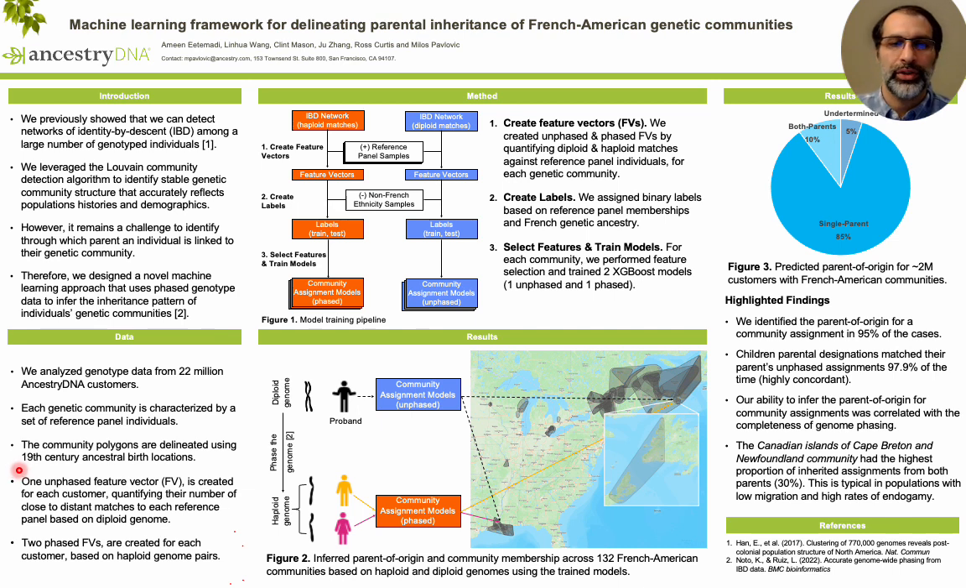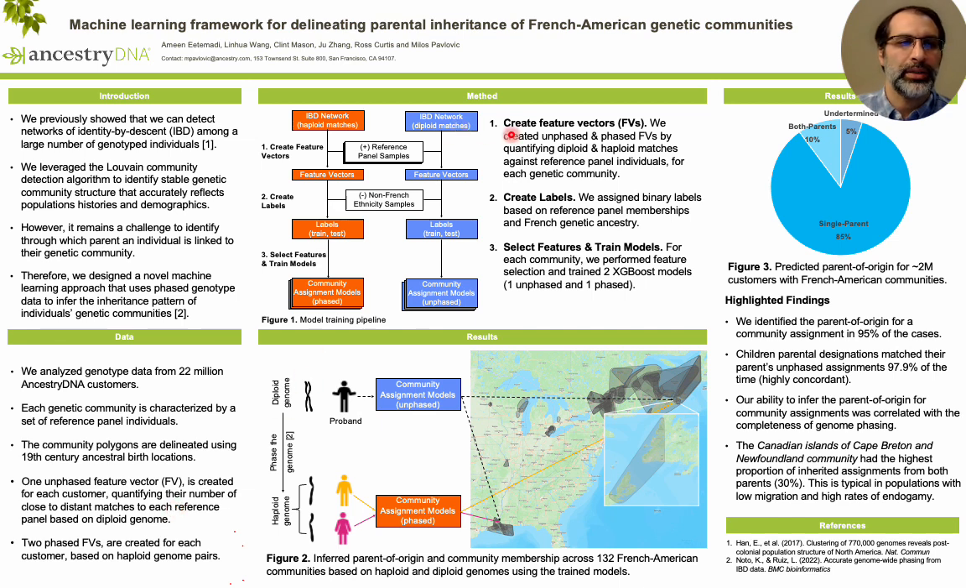Now, there are two important data types that are key to our approach. One is the unphased feature vector, which is created for each customer by quantifying the number of close to distant matches to each of the reference panels that are identified based on the diploid genome only. Also, we have two phased feature vectors for each customer, one for each of their haploid genomes. And so these two types of feature vectors are key to our algorithm.